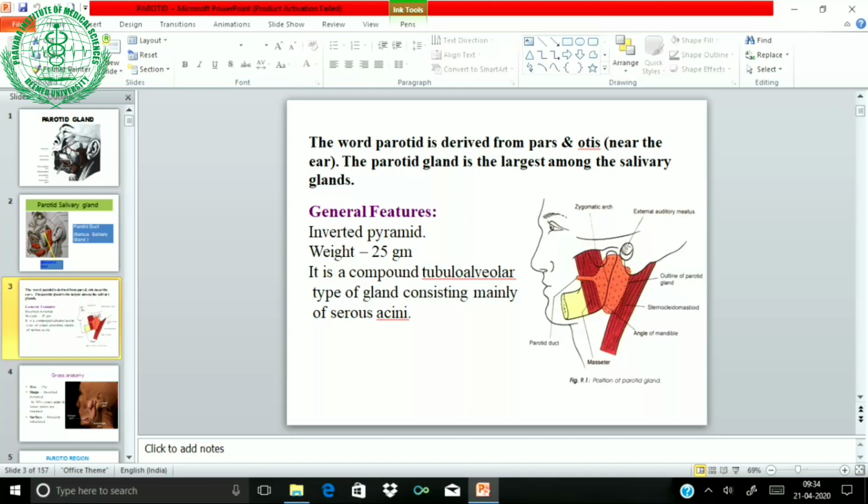That is the introductory part of the parotid gland. Now, regarding general features and location. This parotid salivary gland lies in the region known as the parotid region, meaning around the ear. The peculiarity of the parotid salivary gland is that it is the largest type of serous salivary gland in the body.